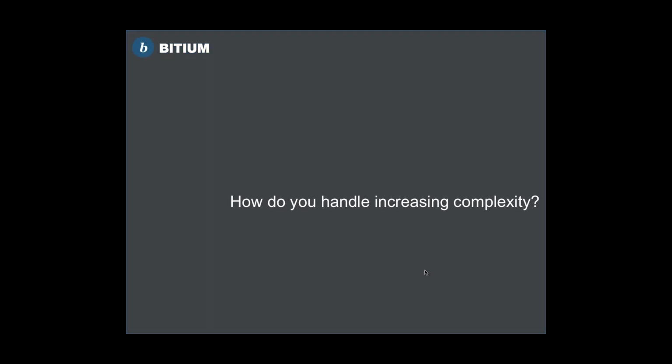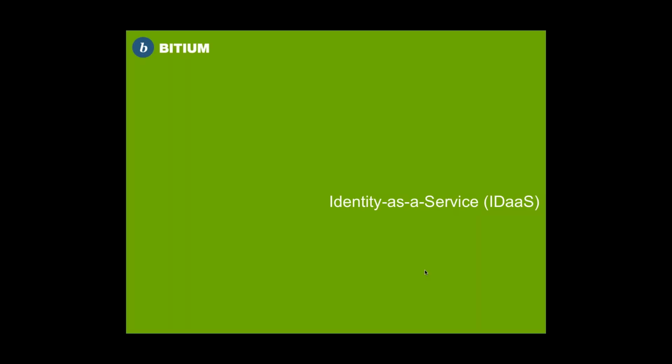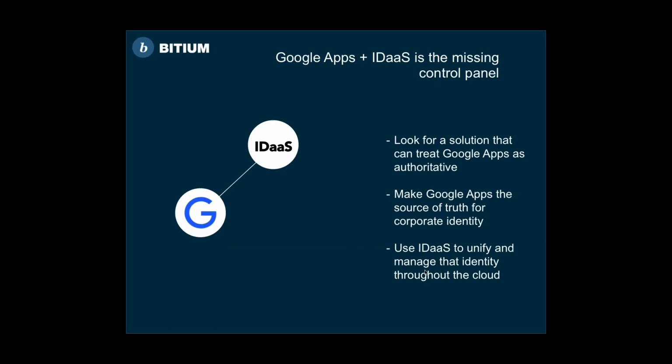So how do you handle increasing complexity? What does the cloud-first company do? The solution here, what's rising in the industry, is identity as a service. In this place, identity as a service is really the complement to Google Apps. So this is the missing control panel. Identity is really what you're looking for to provide access to all the other applications Google doesn't manage, to allow you to make Google the source of corporate identity, so who you are as an employee can live in Google. That can be your directory, that can be authoritative, but that doesn't mean that Google is necessarily going to be the identity management platform. It is a source of identity, but that identity needs to be managed and needs to be unified throughout the cloud.